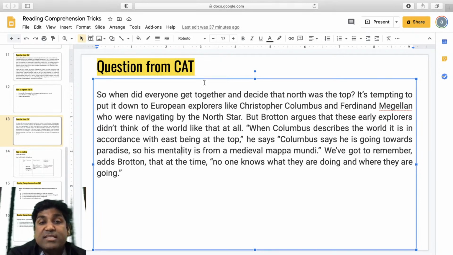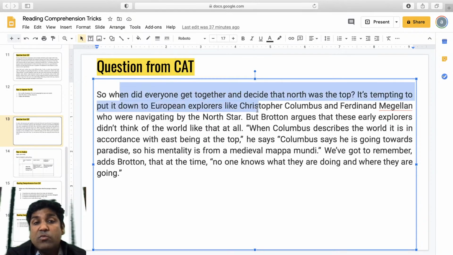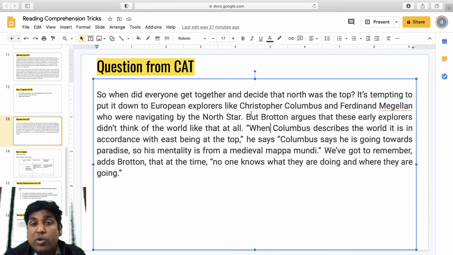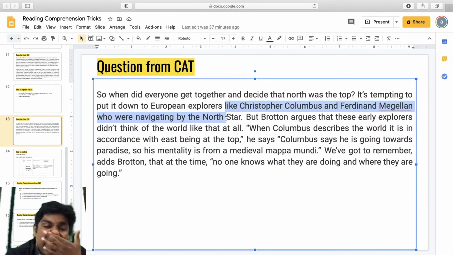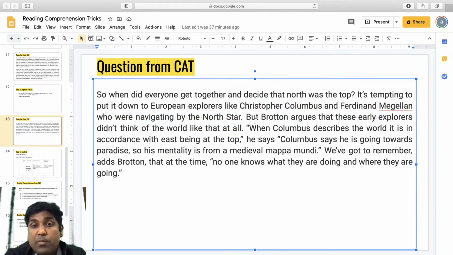So when did everyone get together and decide that North was at the top? It is tempting to put it down to European explorers like Christopher Columbus and Ferdinand Magellan, who were navigating by the North Star. But Broughton argues that these explorers didn't think of the world like that.